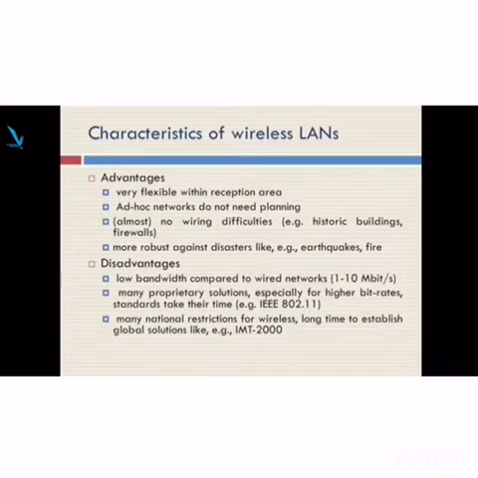It is more robust against disasters like earthquakes, tsunamis, etc. But the disadvantages are low bandwidth compared to wired networks, and many proprietary solutions for higher bit rates are being developed, but they will take their own time. There are many national restrictions for wireless, and a long time to establish global solutions, etc. So these are the restrictions, the disadvantages of wireless LAN.